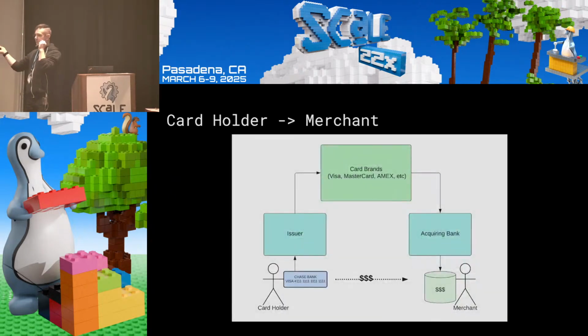Continuing with the overview of credit cards. So this is just kind of a diagram showing the relationship between the cardholder and the merchant, facilitated by the card brands, moving money from the issuing bank to the acquiring bank.